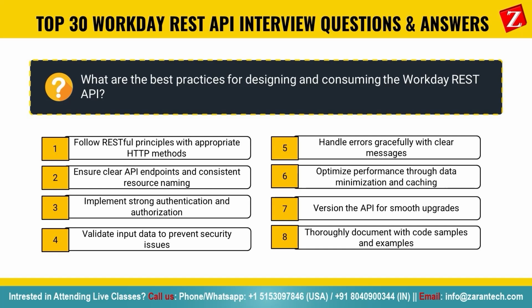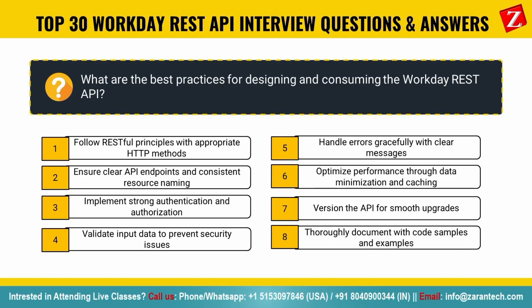For example, if you're retrieving employee data from Workday, you would use the GET method to request information, and if you're updating employee records, you would use the PUT method. Ensuring clear API endpoints and consistent resource naming is crucial for developers. This simplifies the integration process and makes it easier to understand and use the API.